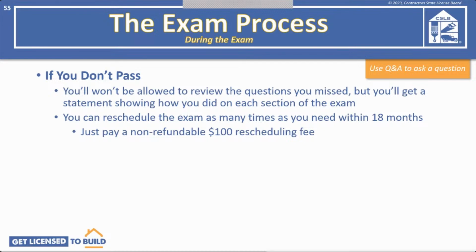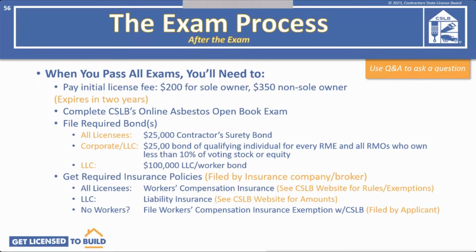After you pass your exams, what happens next? First, you'll need to pay your initial license fee, $200 for a sole owner license, and $350 for a non-sole owner license. That will be good for 2 years. You'll also need to complete an online asbestos open book exam. Plus, you'll need to file your required $25,000 contractor surety bond and possibly some other bonds depending on what type of business entity you'll have. And you will need to get your required insurance policy.